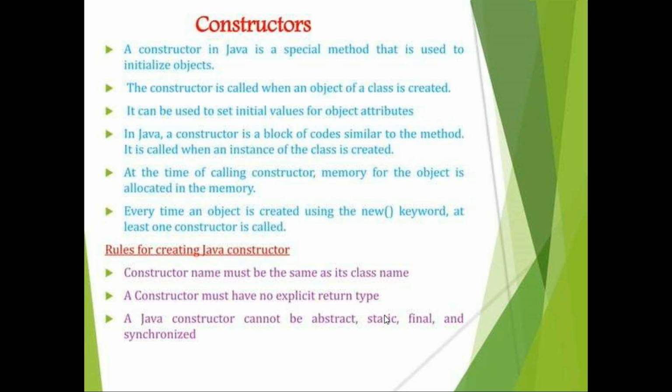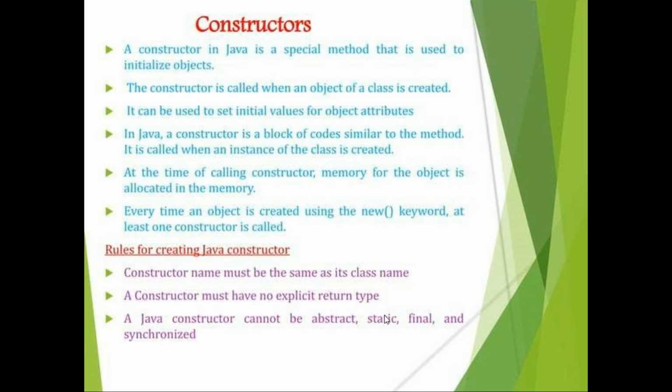In Java, a constructor is a block of code similar to a method. It is called when an instance of the class is created. At the time of calling the constructor, memory for the object is allocated. Every time an object is created using the new keyword, at least one constructor will be called.